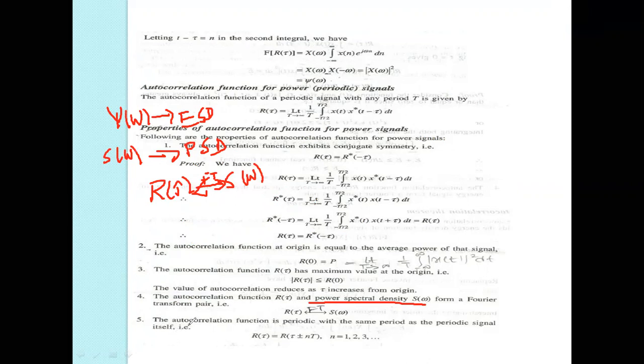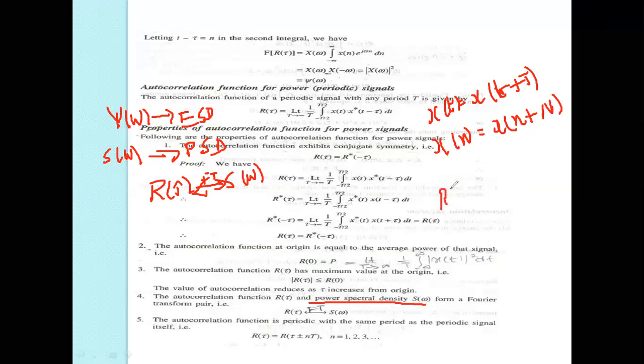Now we have the fifth property. The autocorrelation function is periodic with the same period as the periodic signal itself. R of tau is equal to R of tau plus or minus n times T. We know x of t is equal to x of t plus capital T, a periodic signal repeated with time period T. For discrete time signals, x of n is equal to x of n plus capital N, where N is the fundamental period.